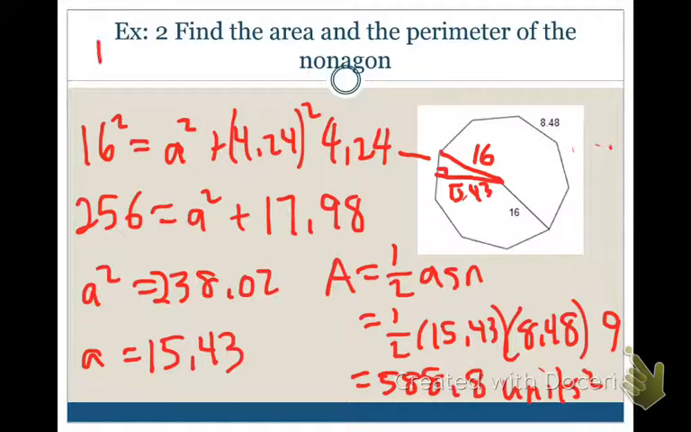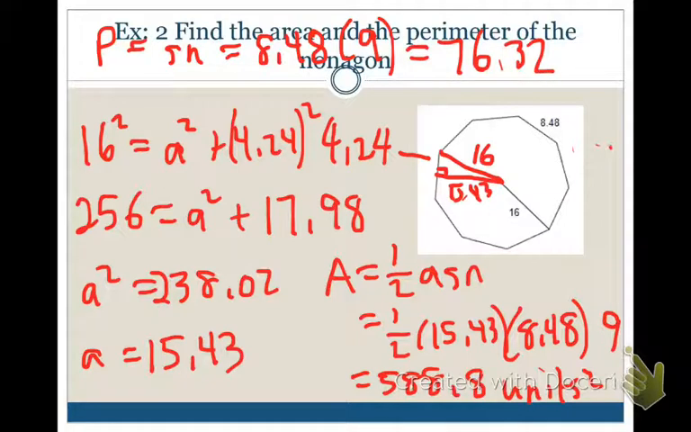Now, the perimeter is the number of sides times the side length, so S times N. That's going to be 8.48 times 9. Calculate the perimeter. What'd you get? 76.32. And that would just be units. It's not squared, it's just a lineal distance. 76.32. All right, any questions on that problem?